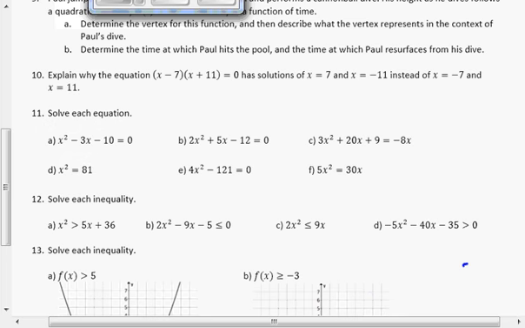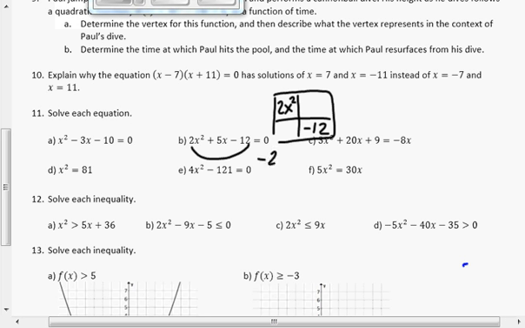Let's look at one where A is not 1 and where you cannot get a GCF out, which would be B. There is no greatest common factor. So we're going to draw our box, first in the first, last in the last. And then to get rid of that A value, we're going to multiply it to our last term, so we get negative 24. What factors of negative 24 subtract to give us 5? So we think about what could it be, and our factors are 8 and 3.